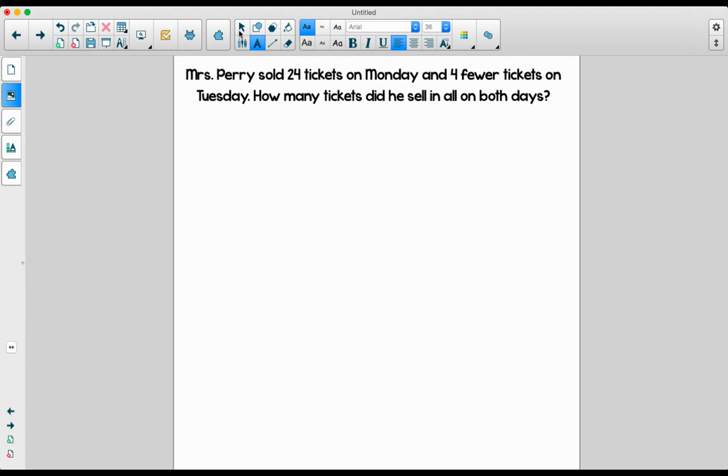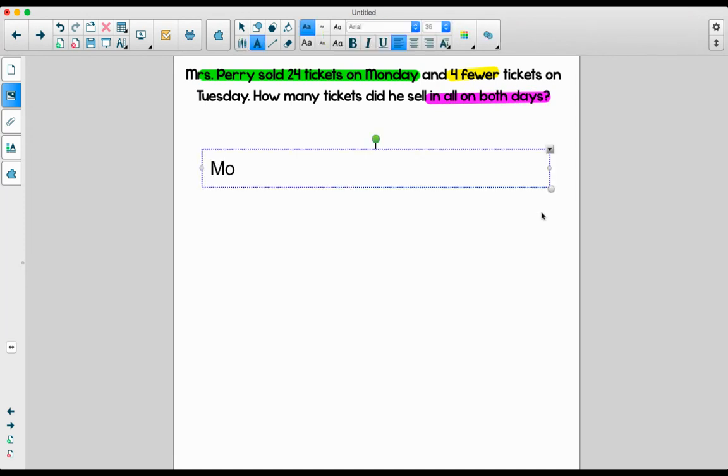Another thing you could have done was use the highlighter tool. I know a couple of the kids did, and that's really great, to say, okay, she sold 24 tickets on Monday. I'm going to highlight that because I know what she sold. 4 fewer tickets on Tuesday. I'm going to highlight 4 fewer. And then the question is, how many did she sell in all, which means in total on both days? So if I'm thinking about this, I need to know Monday plus Tuesday to give me the answer.